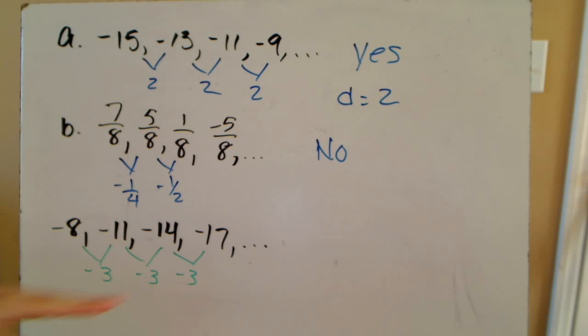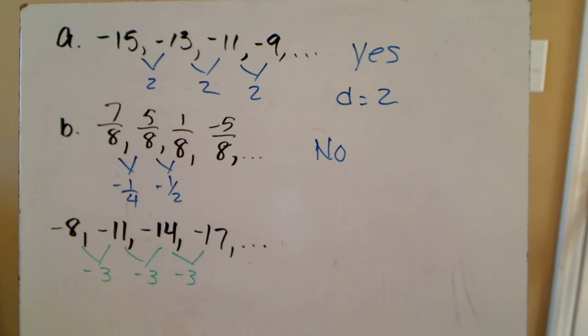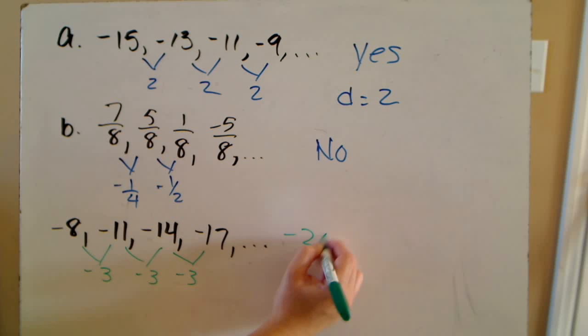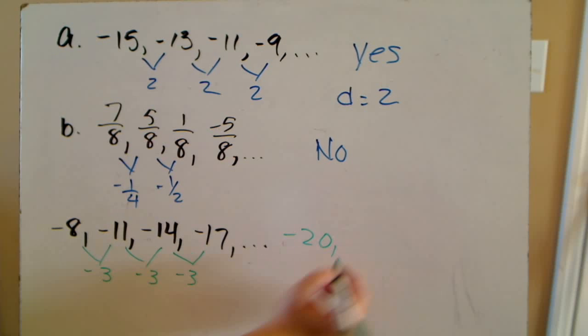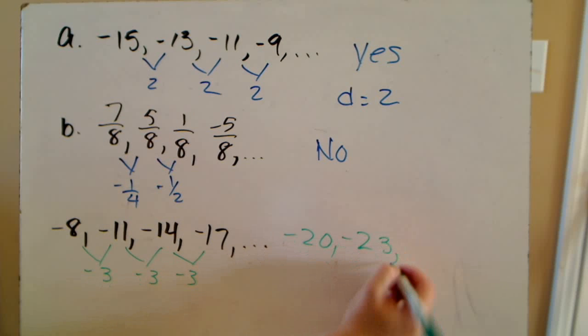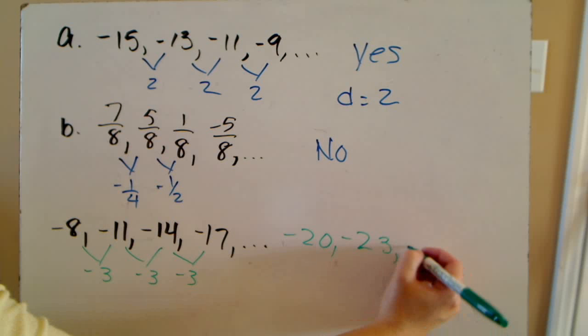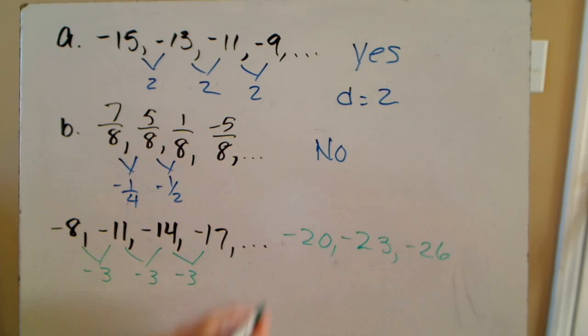So that means I want to subtract 3 to find the next 3 items in the sequence. So negative 17 minus 3 is negative 20. Minus 3 is negative 23. And then minus 3 is negative 26. So those would be the answers to that one.